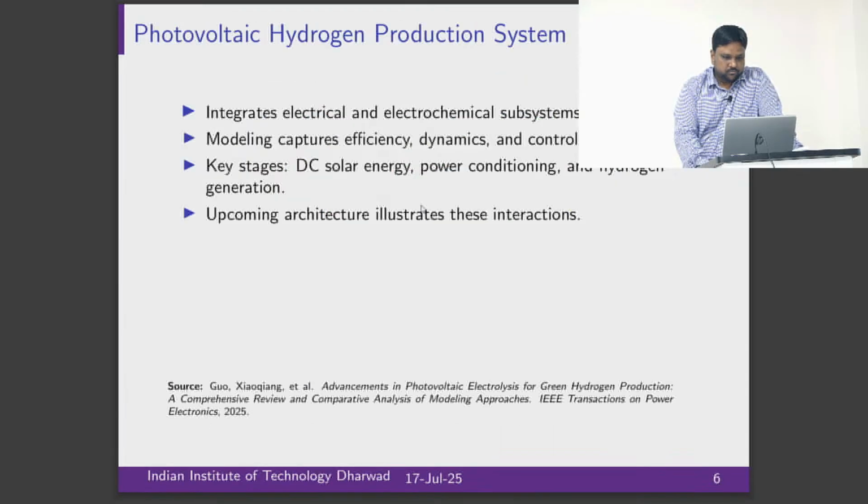So, what can we do here? Basically we integrate the electrical and electrochemical subsystems, right? Because solar produces electrical energy, but from the load perspective, the load is electrochemical, right? What we discussed, the electrochemical equivalent. So depending upon that, it combines the electrical energy to produce some electrochemical load, and you also have to properly model it to get high efficiency.